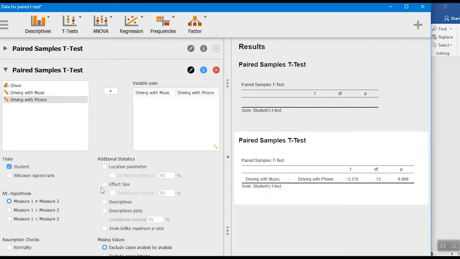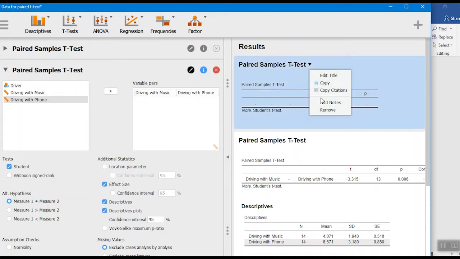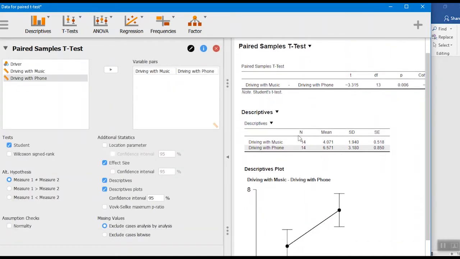And in looking through, as always, I want an effect size. I like to have the descriptives as well. The descriptives plots can be helpful too. And so I've got my information here. I'm going to get rid of this so it's not confusing to people. And so we've got our main results here.